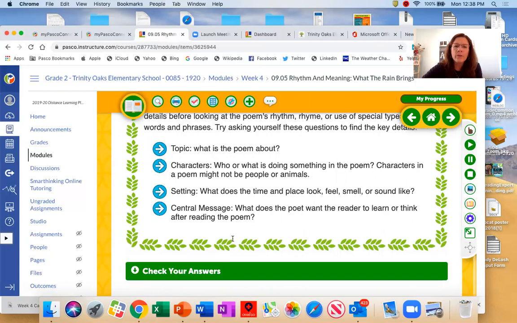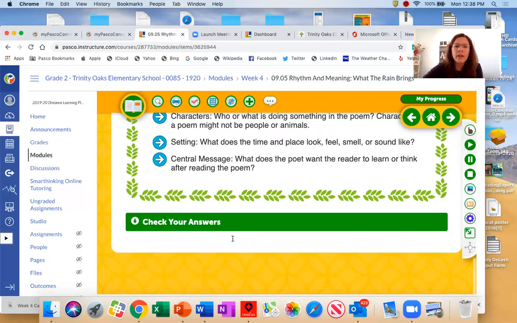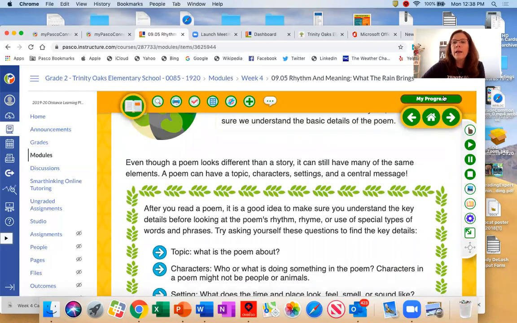All right, so after you've done that poem, and then if you want to check your answers, you could click right here, and it will help you with your topic, your character. Notice that the rain is the character. Where's the setting? And what is that central message? What was the author of the poem wanting to teach you? Something that might seem bad can actually be good. Alrighty, and so now I'm going to go to the next page.